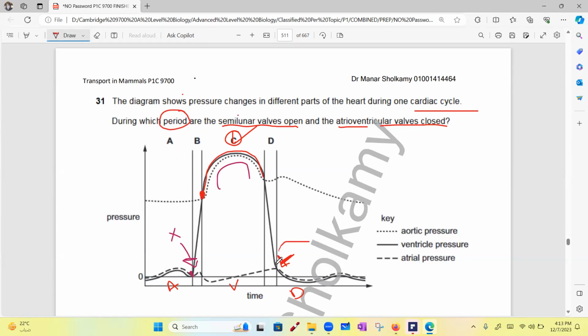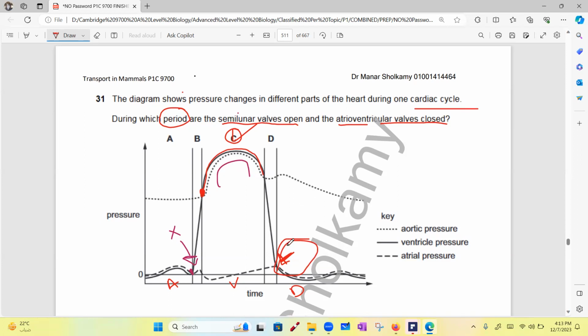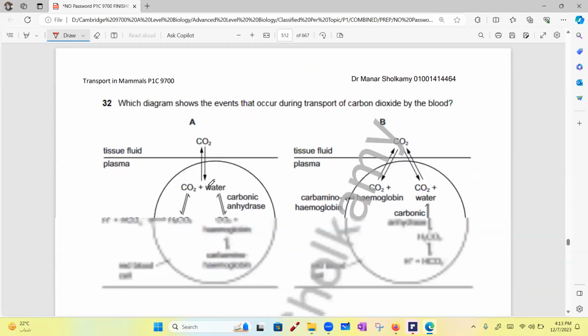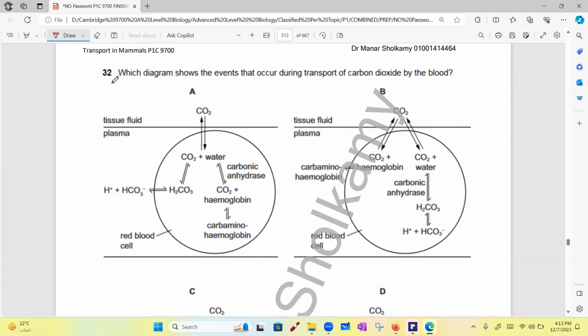Fine. Now what happens here in this part of the graph? The atrioventricular valves open. They will open. Very good. Okay. Now 32. 32 does not look like a nice question. Which diagram shows the events that occur during the transport of carbon dioxide by the blood?